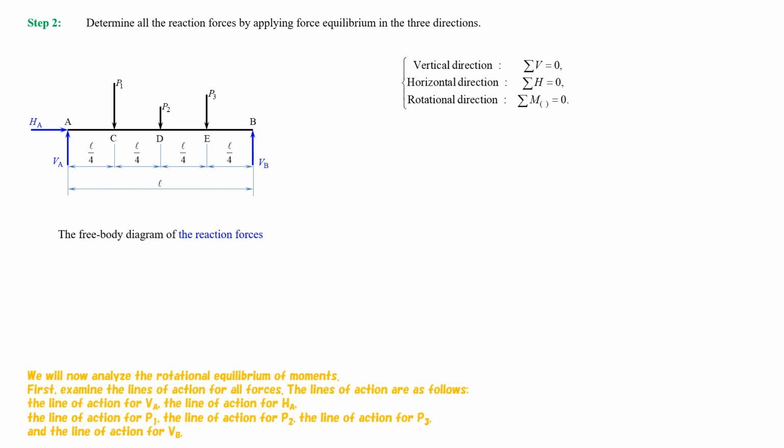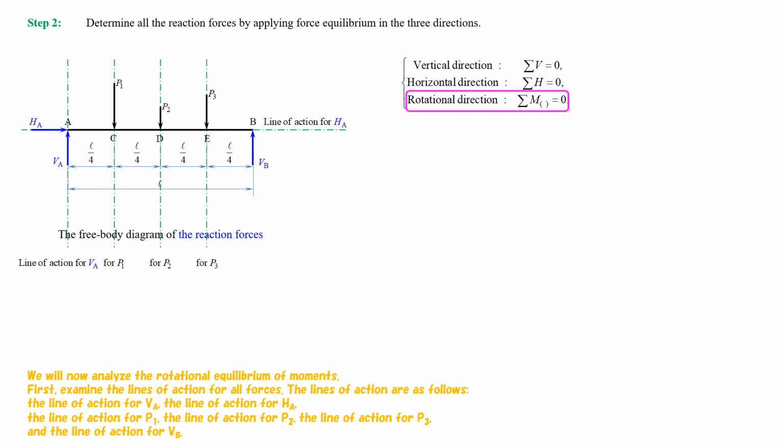We will now analyze the rotational equilibrium of moments. First, examine the lines of action for all forces. The lines of action are as follows. The line of action for VA. The line of action for HA. The line of action for P1. The line of action for P2. The line of action for P3. And the line of action for VB.